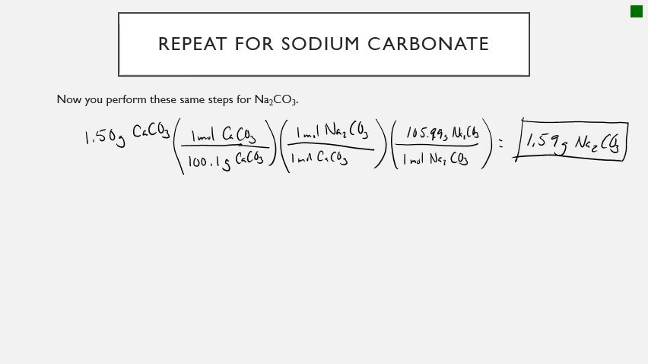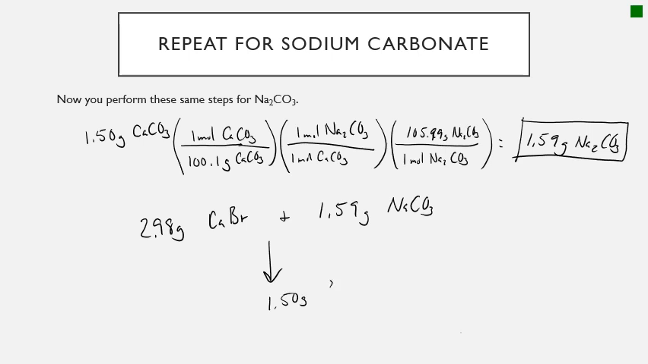So now we know the mass of calcium bromide that I need. It's 2.98 grams. We calculated that in the slide before. And I know the mass of sodium carbonate that I need is 1.59 grams. If I add those together, what I should get in the chemical reaction is 1.50 grams of calcium carbonate. That's what we just calculated.